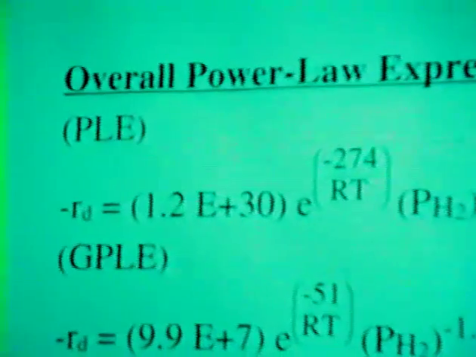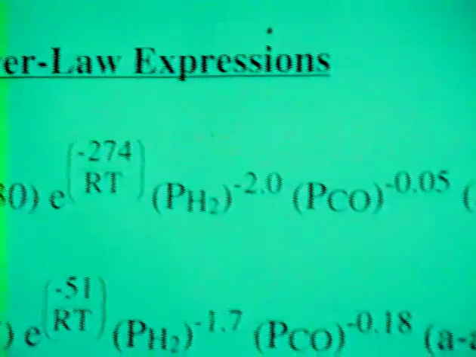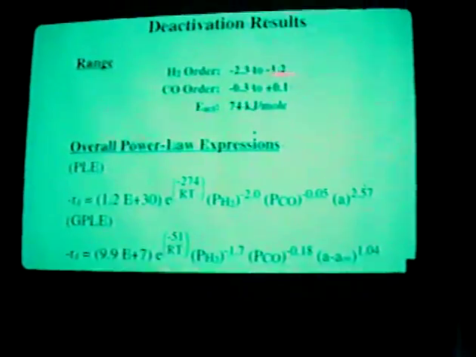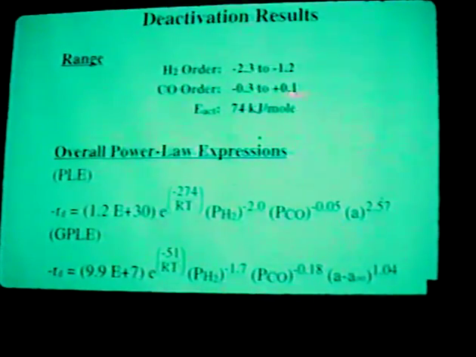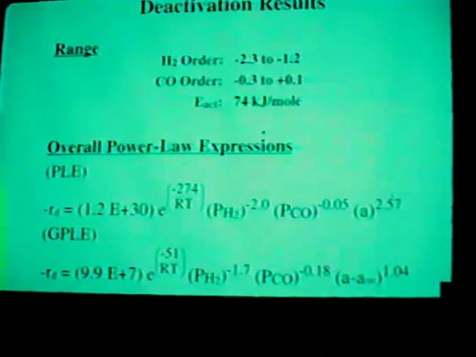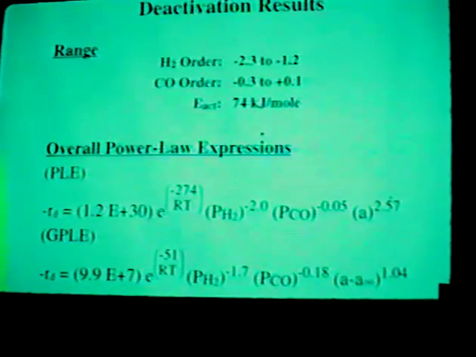The results of the deactivation, we see a negative effect on hydrogen. This indicates that as the hydrogen partial pressure is increased, we get a decrease in the deactivation rate. And that is what we would expect, given that a greater abundance of hydrogen would tend to react with the carbon and not allow it to go towards the deactivating type. The effect of carbon monoxide is, again, not very large, slightly negative to slightly positive, essentially zero. And we observed an activation energy of 74 kilojoules per mole.